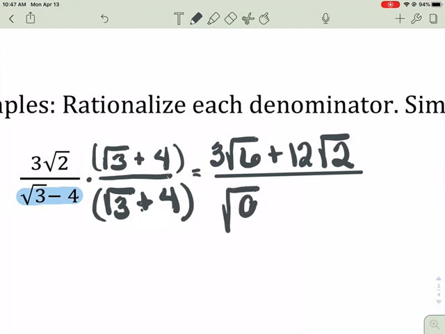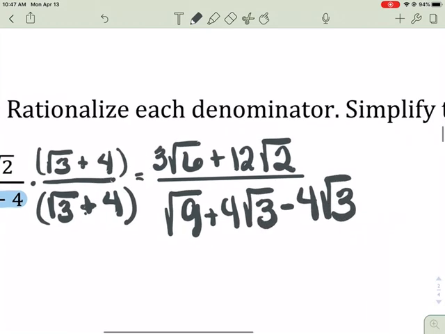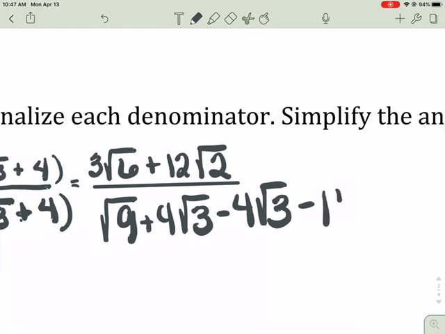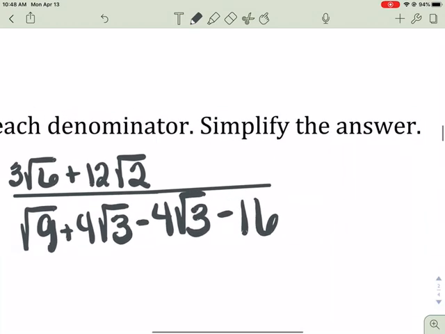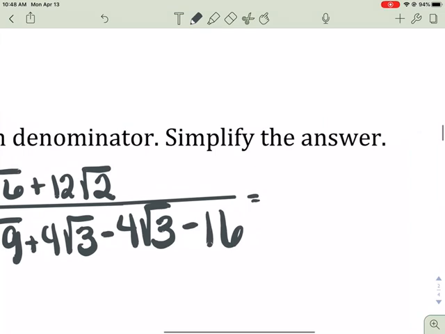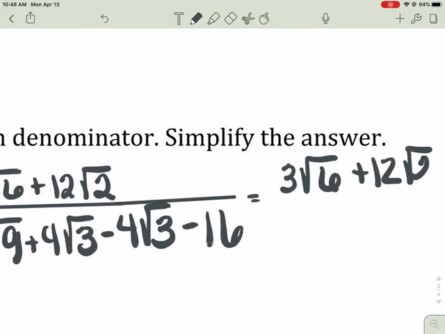So I'm going to get the square root of 9 plus 4 square roots of 3 minus 4 square roots of 3 minus 16. Now, when you're multiplying these and you don't get the exact same thing in the middle with opposite signs, you don't have the right conjugate or you did bad math. So keep that in mind. Okay, so now we're going to simplify. So simplify the numerator. There's not much we can do. We can't simplify the square root of 6. So we get 3 square roots of 6 plus 12 square roots of 2.